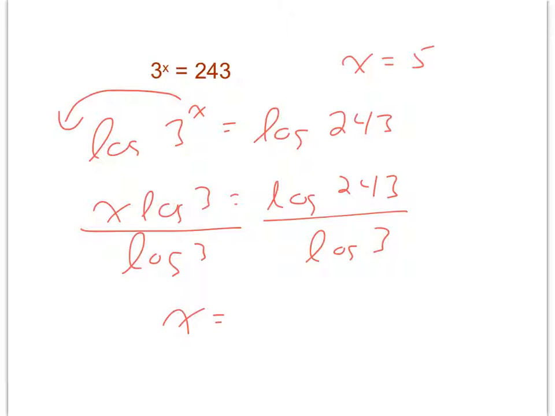You get a yucky number, but that's okay. Log 243 divided by log 3. Don't clear them from your calculator. Just do it right on the calculator, and you should get exactly x equals 5.